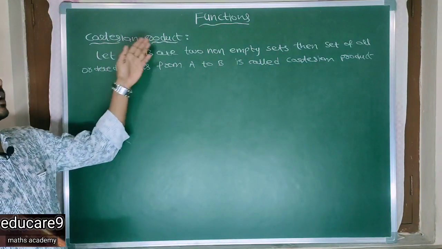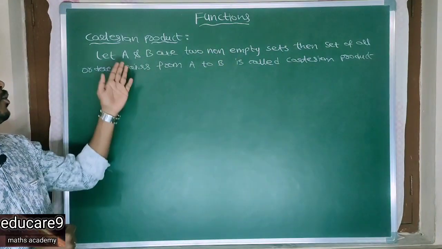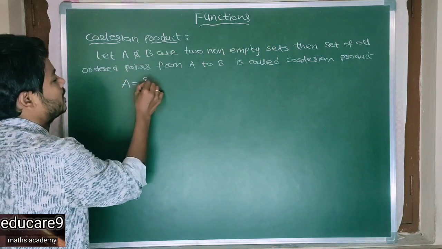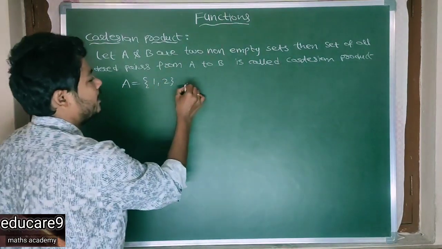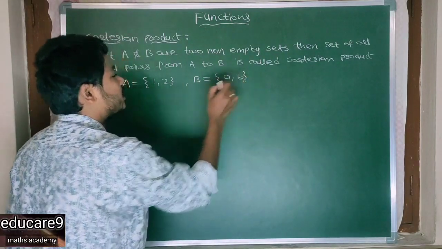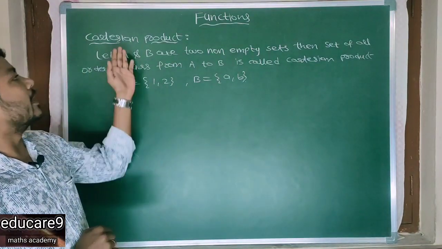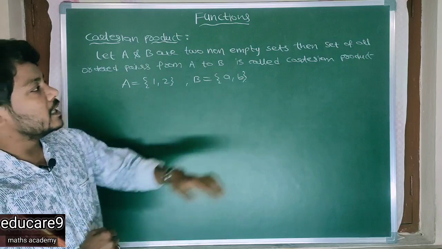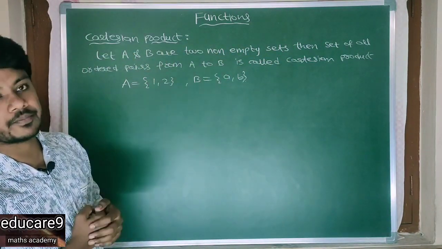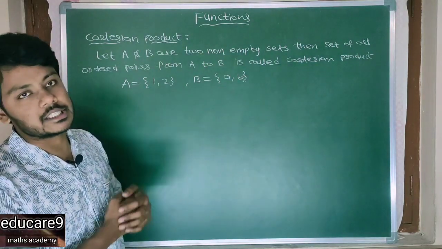Here, Cartesian product means A and B are two non-empty sets, so both sets have some elements. For example, A has the elements 1, 2 and B has the elements A, B. Clearly these two are non-empty sets, and Cartesian product means the set of all ordered pairs from A to B. So here you have to write the ordered pairs from set A to set B.